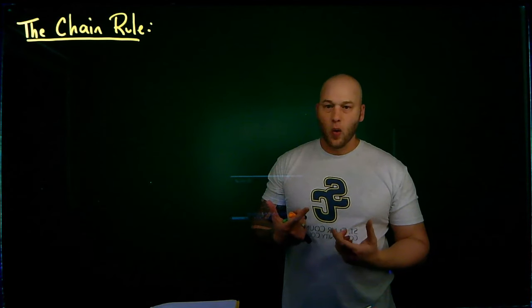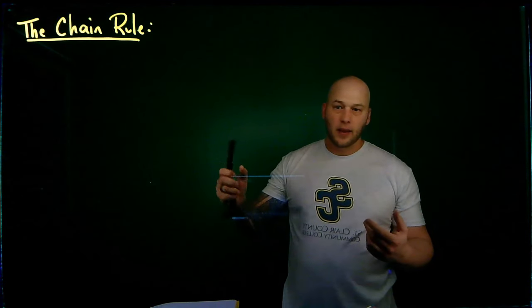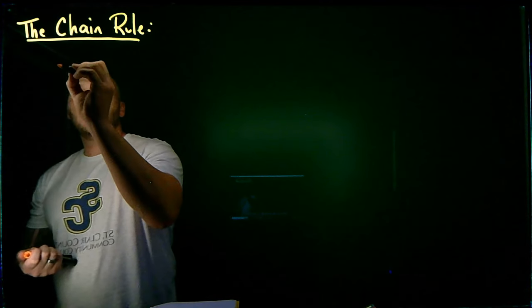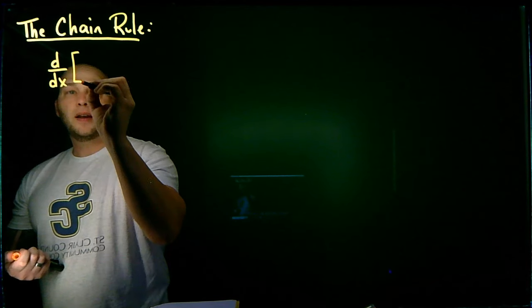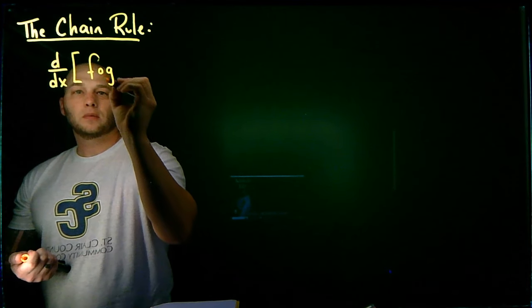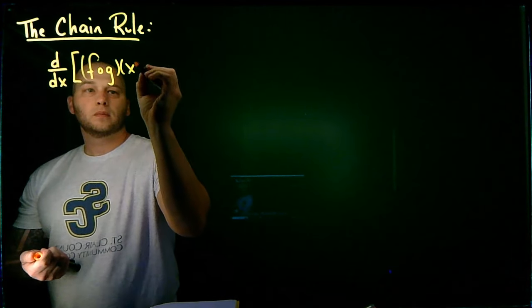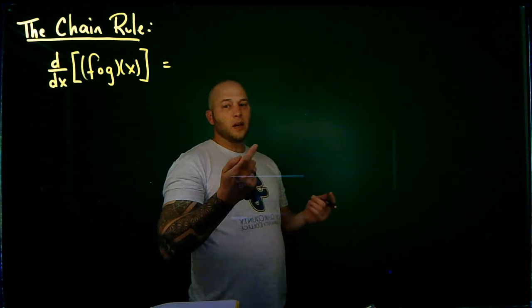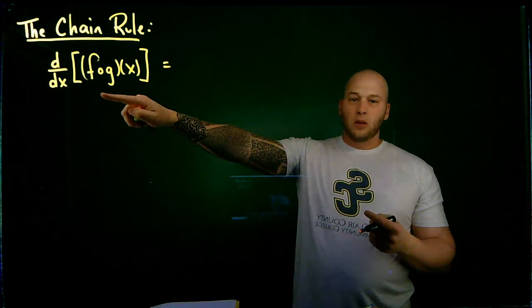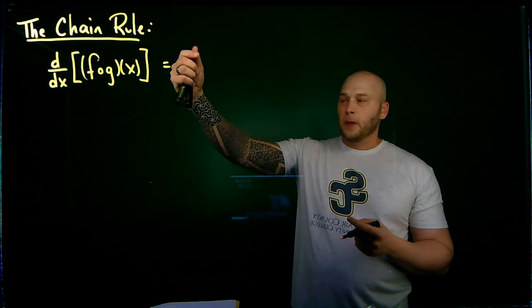I'm not going to get into the technical requirements that the functions have to be differentiable at certain points or on intervals or anything like that. I'm just going to give you the statement of the chain rule. And that says if I take the derivative of a composition, and also I'm going to interchange Leibniz's notation with prime notation.